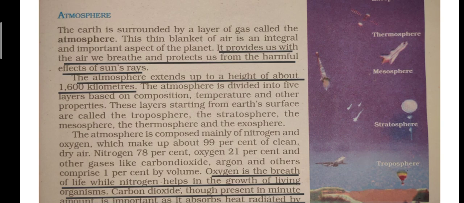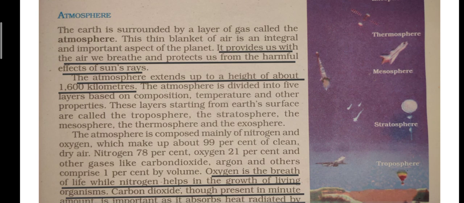The earth is surrounded by a layer of gas called the atmosphere. This thin blanket of air is an integral and important aspect of the planet. It provides us with the air we breathe and protects us from the harmful effects of the sun's rays. So children, what is atmosphere? Atmosphere is the layer of gases that surrounds the earth.